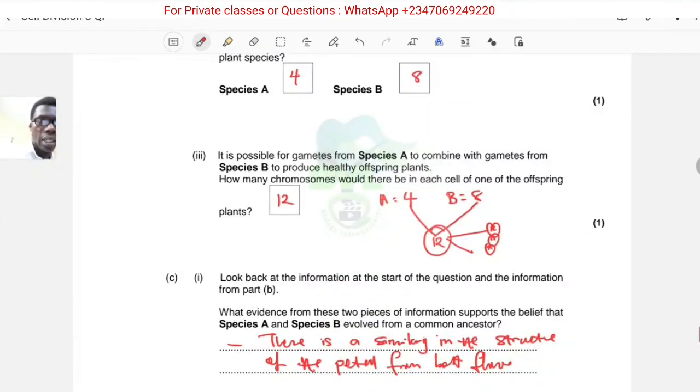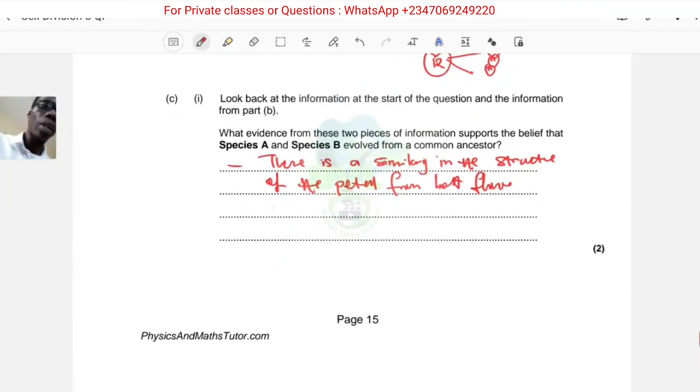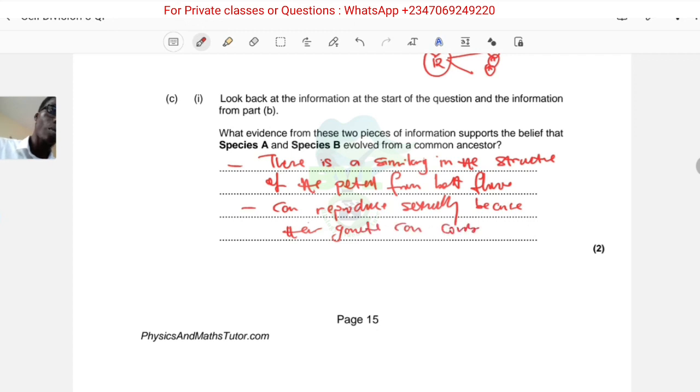Then he's saying, okay, from B here, they can actually reproduce sexually. Yeah, because their gametes still suit. They can reproduce sexually because their gametes can combine.